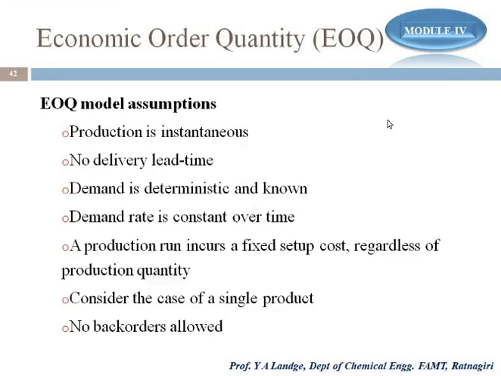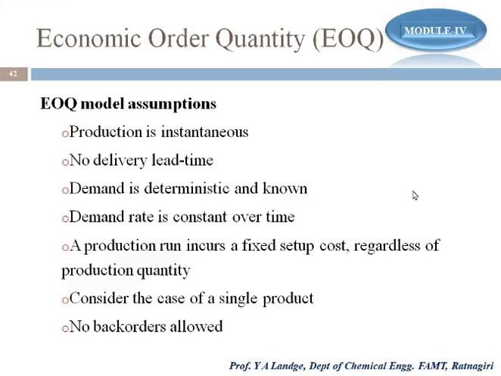The first assumption is production is instantaneous. So production is continuous and the product is made instantly. No delivery lead time means there is no time lag between when you are ordering and when you are getting that order. Just like when we go into the shop, we can instantly purchase that product. So there is no time gap between the purchase order and getting the order. Demand is deterministic and known.